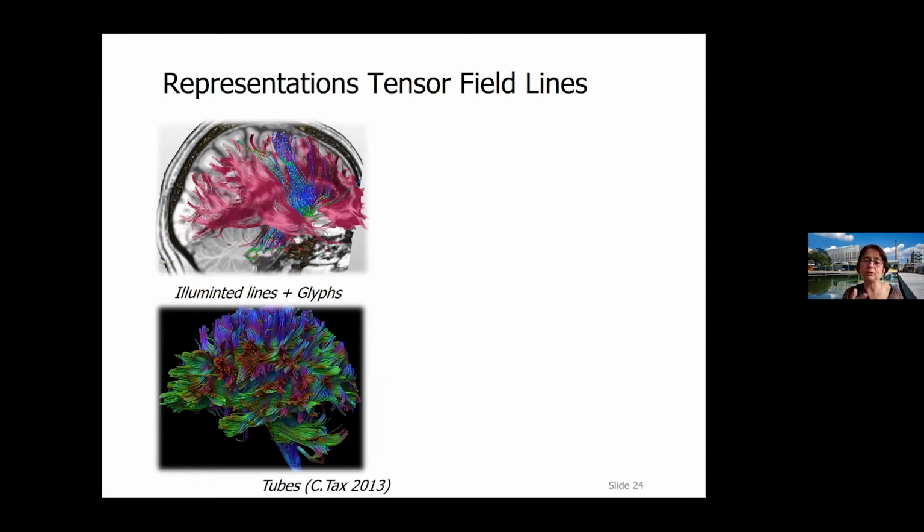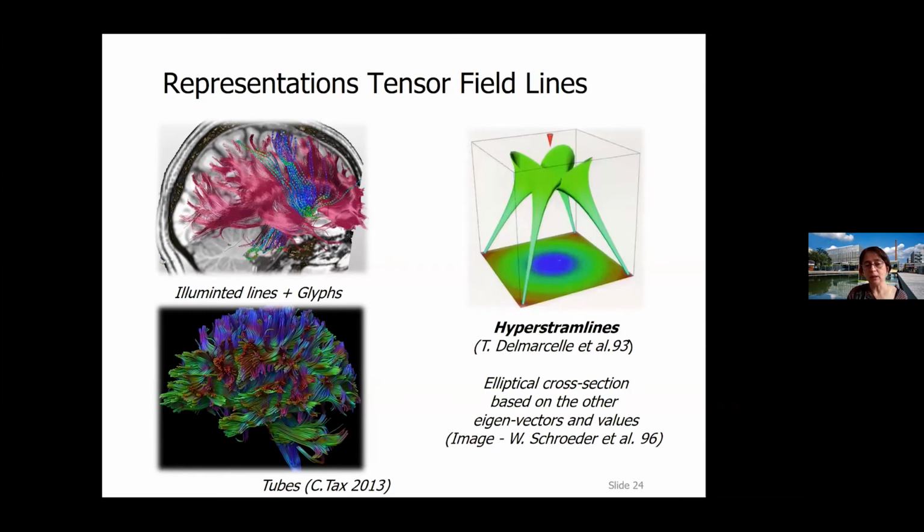So when we have these fibers there, we can show them in different ways, right? You can use just lines, but you can use illumination to make the geometric structure of these lines more clear, or you can use tubes, or you can also use the other eigenvectors and eigenvalues to show the information in the other directions, showing hyperstreamlines. So basically you have tubes in which the size of the tube changes depending on the other eigenvectors and eigenvalues.